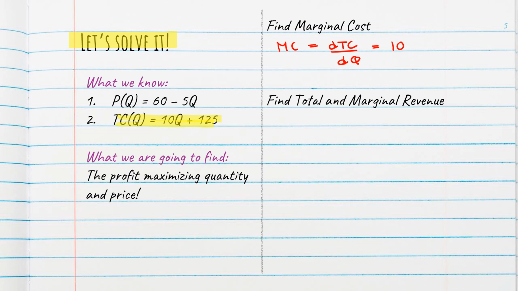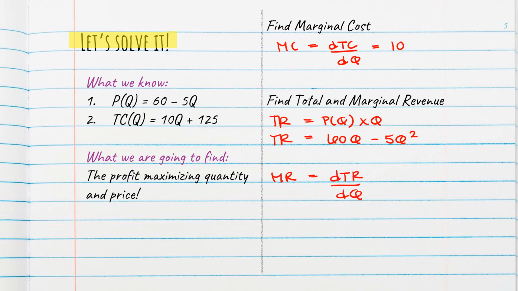We also need to find total and marginal revenue. As a reminder, total revenue is inverse demand times quantity. So we take our inverse demand curve, 60 minus 5Q, and multiply the whole thing through by Q. So we get that total revenue is equal to 60Q minus 5Q squared. From that, we can find our marginal revenue. It's the derivative of total revenue with respect to Q. So that derivative is 60 minus, bring down the 2 from the Q squared, multiply it by the 5, so minus 10Q. So we have the two functions we need to find the profit maximizing output.